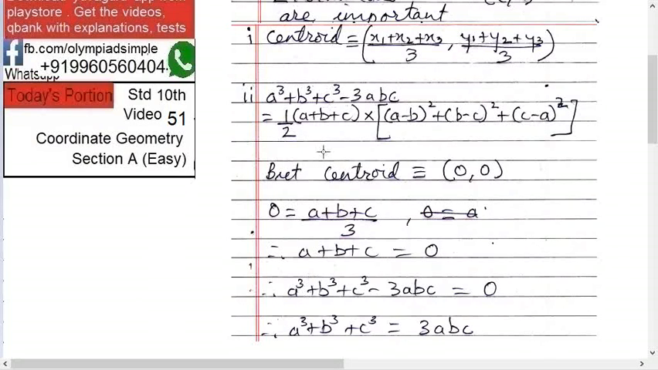So the formula becomes what now? a cube plus b cube plus c cube minus 3abc equals 0. So 3abc goes to the other side. So it becomes a cube plus b cube plus c cube equals 3abc.